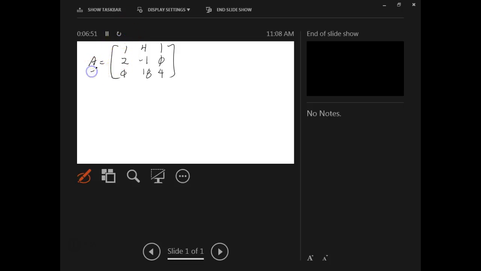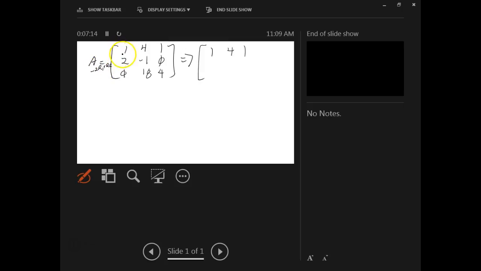I'm going to do one row reduction step here. I'm going to do minus 2 row 1 plus row 2, and that's going to be the new row 2. So you're keeping the first row, 1, 4, 1, and then do the row reduction here.